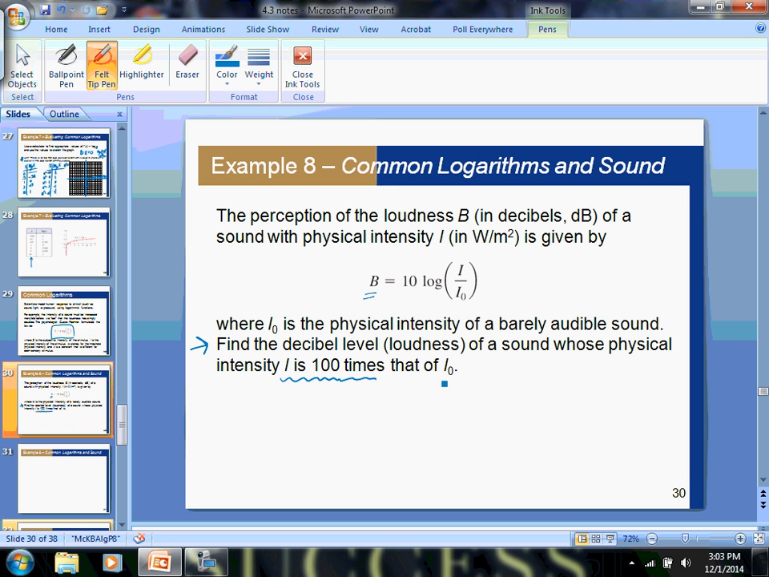Okay? So if I has to be 100 times bigger, we could just make 10 log, and if you want to put the little log base 10 in there, you can. We could just make I 100 and then I sub 0 1 if it says it has to be 100 times that of I sub 0. Or we could make I sub 0 5 and make this 500. Okay? So basically now you have 10 times log base 10 of 100.